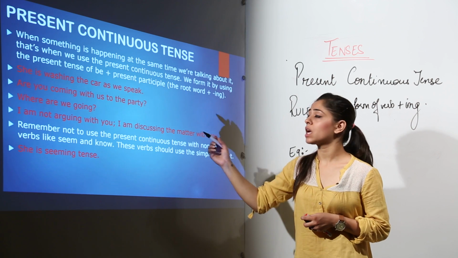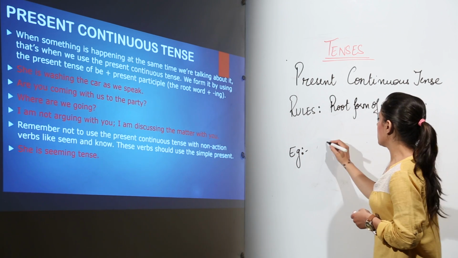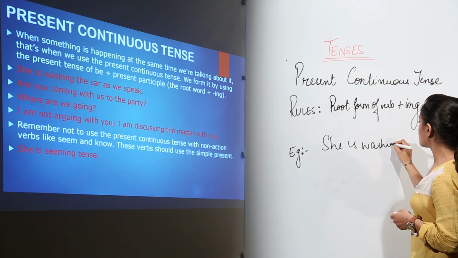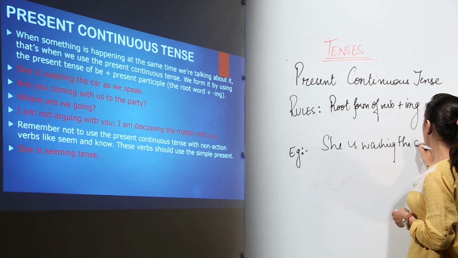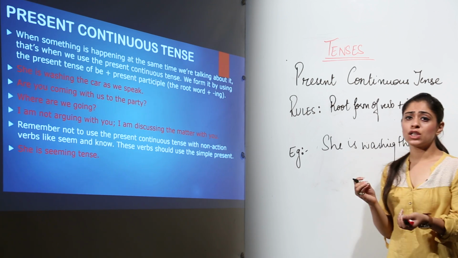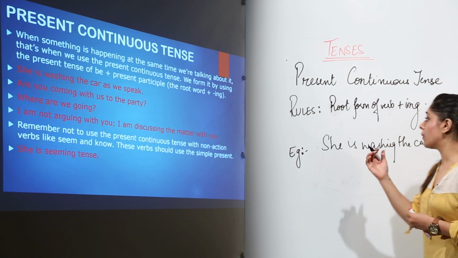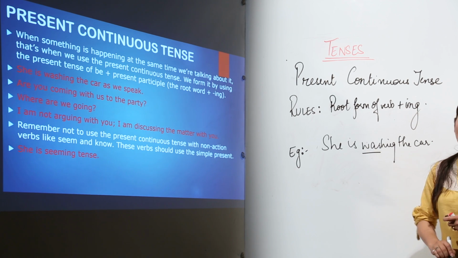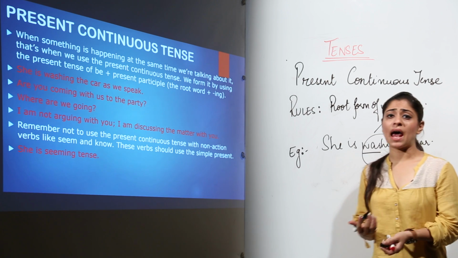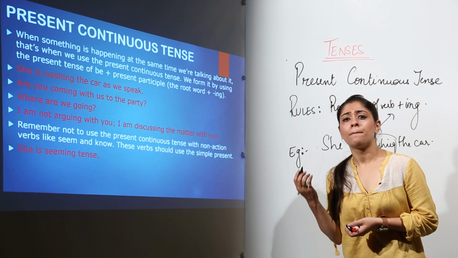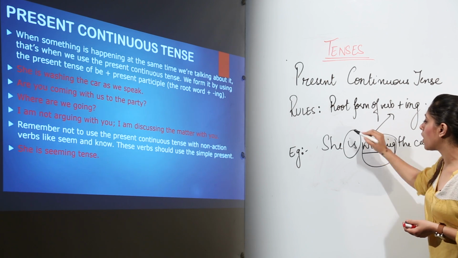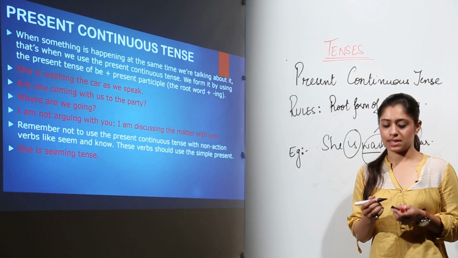She is washing the car as we speak. She is washing the car. Now we need ing after the root form of the verb. So wash is the root form and ing has been used according to the rules. So this implies this to be a present continuous tense. Why? Because we are actually using the base forms of the verb which we have used in simple tense.